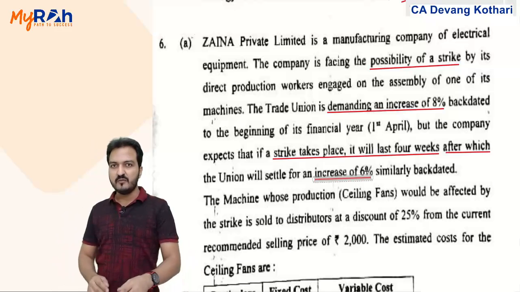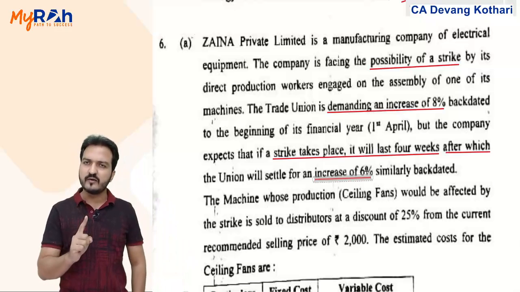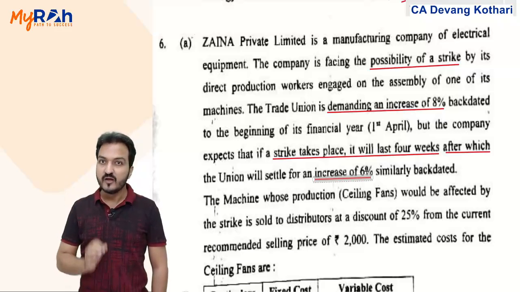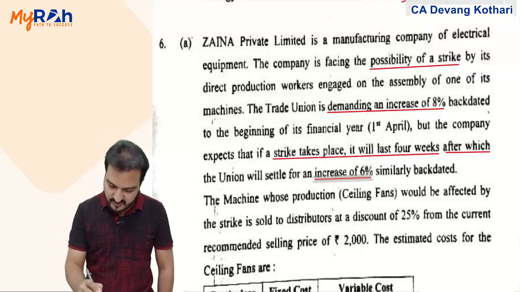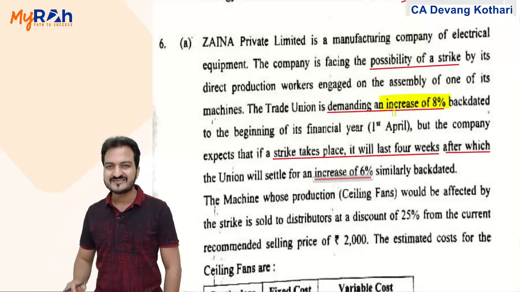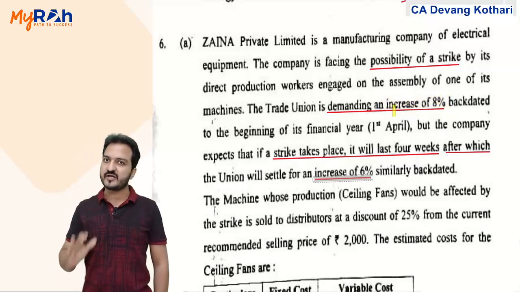It seems that the company has two options. Option 1 is that I agree to whatever the union is demanding. Union is demanding what? Union is demanding 8% increase in wages. So option 1 is that I agree whatever they demand, and accordingly I pay them 8% extra wages.